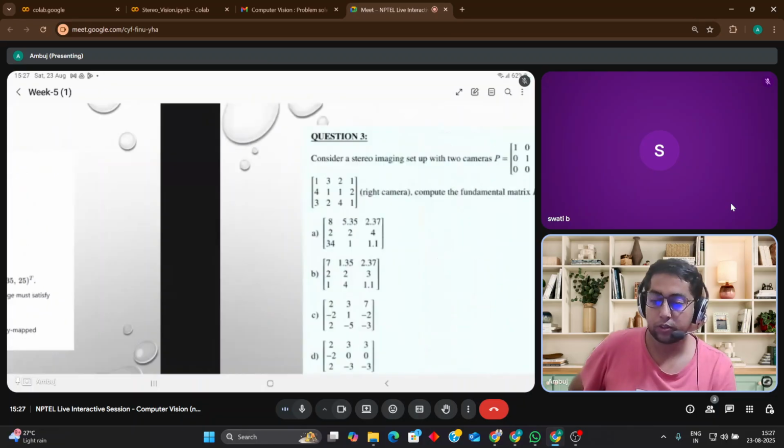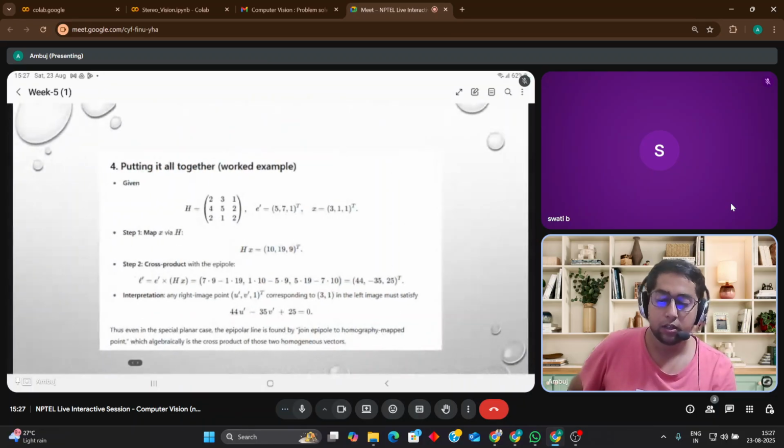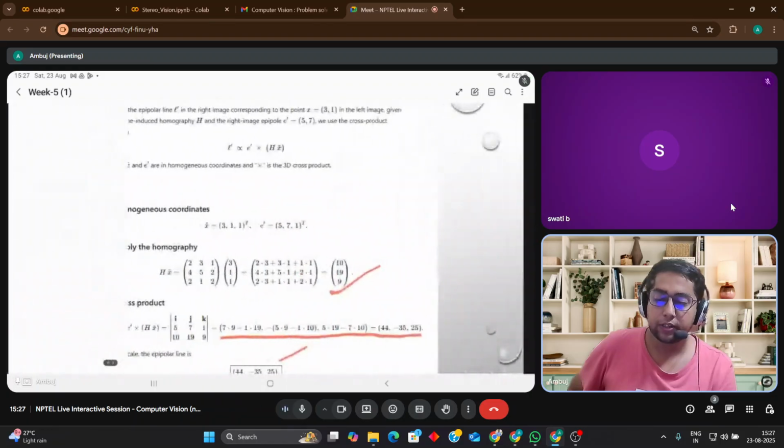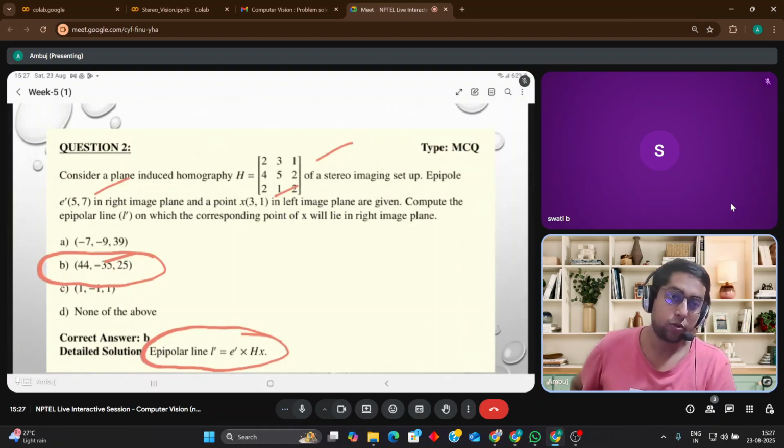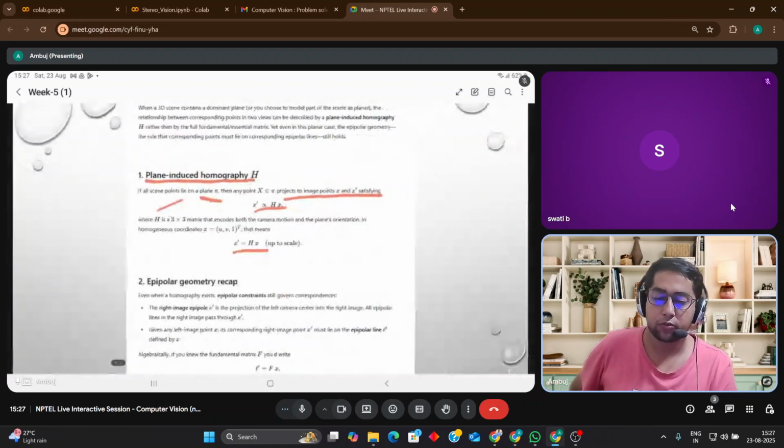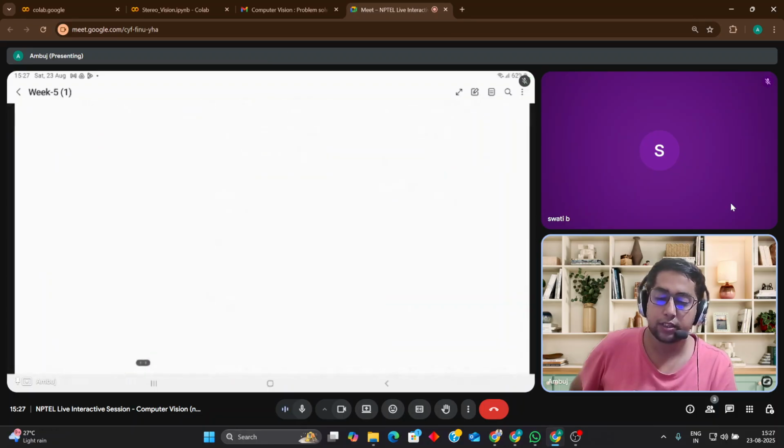I have repeated the same thing once, but you try to remember: if in the examination you are asked to calculate the epipolar line L dash, you just compute this particular cross product, E dash cross HX. Then you will be 100% able to do this in the examination itself.